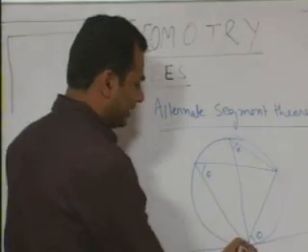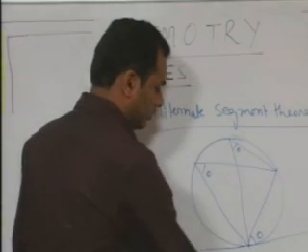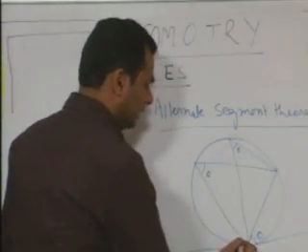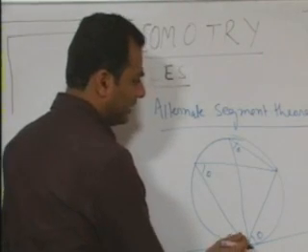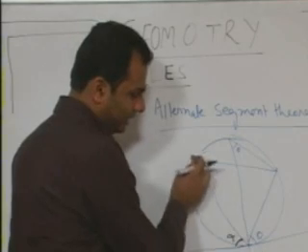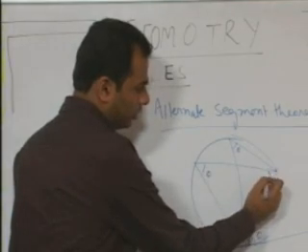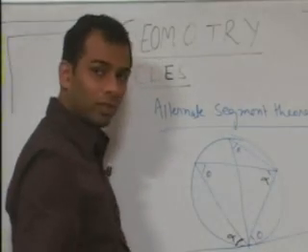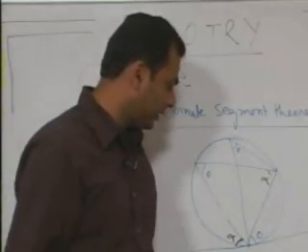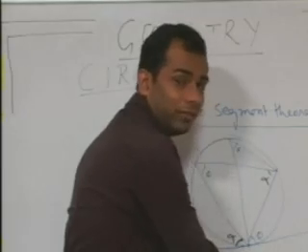Similarly, let's say this angle is alpha. Then the angle in the alternate segment, so if this is the segment, I can say this angle is also alpha. And this is one of the important properties of the circle which we can use in lots of questions.